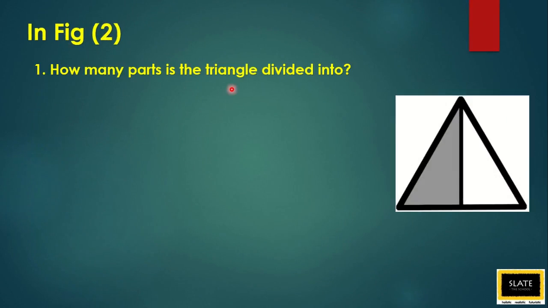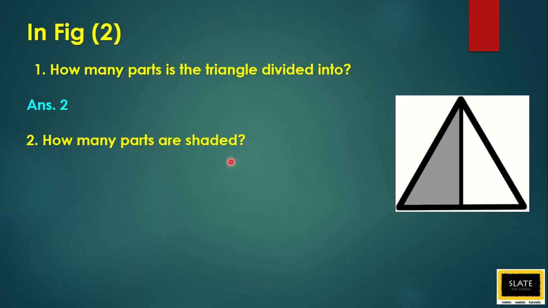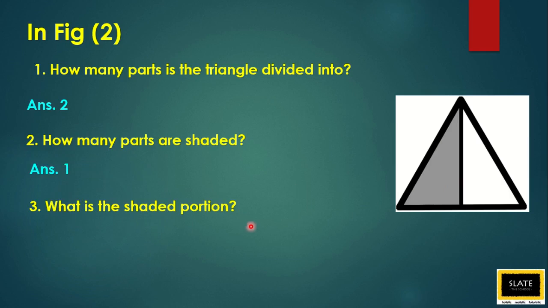How many parts is the triangle divided into? How many parts? 1, 2. 2 equal parts. Next, how many parts are shaded? Out of 2, how many parts are shaded? Yes, 1 part is shaded. Now, what is the shaded portion? The shaded portion is 1 out of 2 parts. There are 2 parts. 1 out of 2 is shaded. So it is written as 1 by 2. It means 1 out of 2.